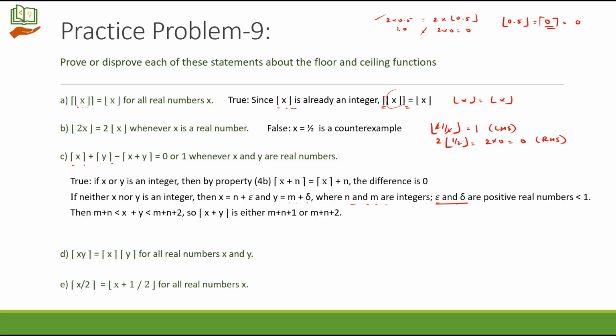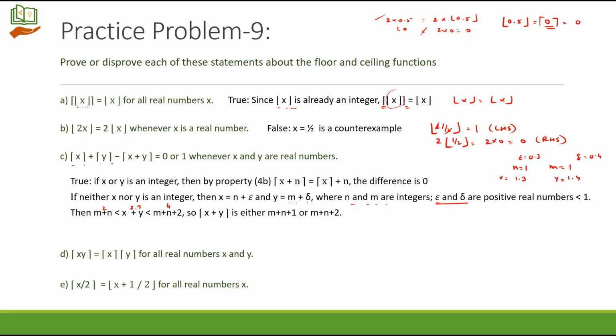Let's take n is equal to 1, m is equal to 1, epsilon is equal to 0.3, del is equal to 0.4. Now what is x? 1.3. And what is y? It is 1.4. Now what is m plus n? It is 1 plus 1 which is equal to 2. What is x plus y? It is 2.7. What is m plus n plus 2? It is 2 plus 2 which is equal to 4.